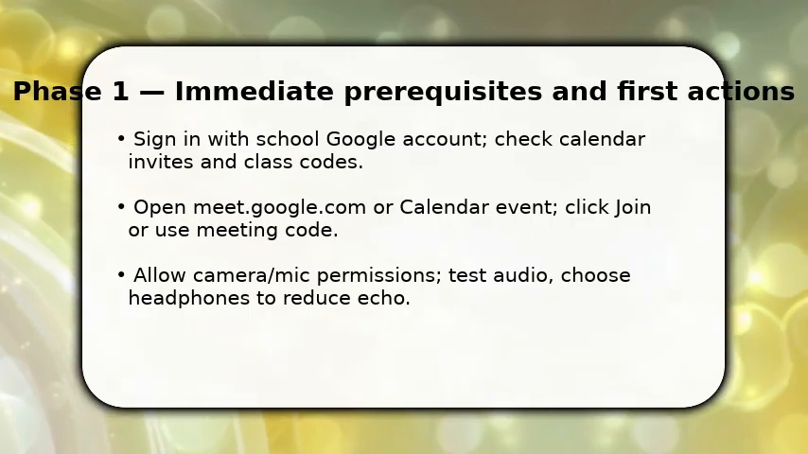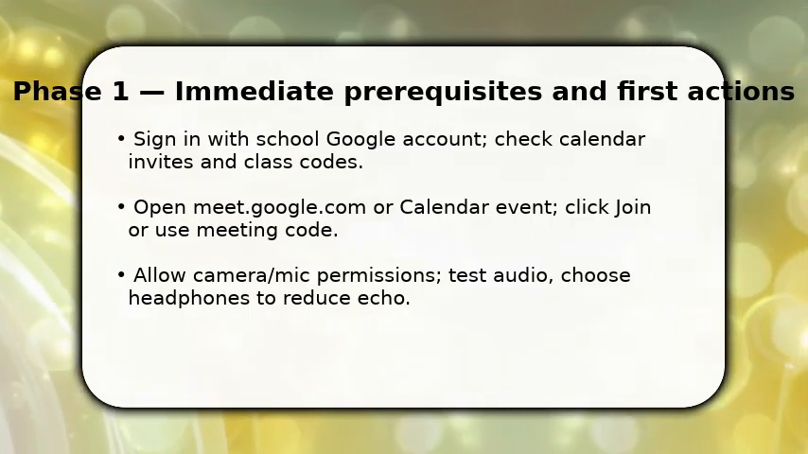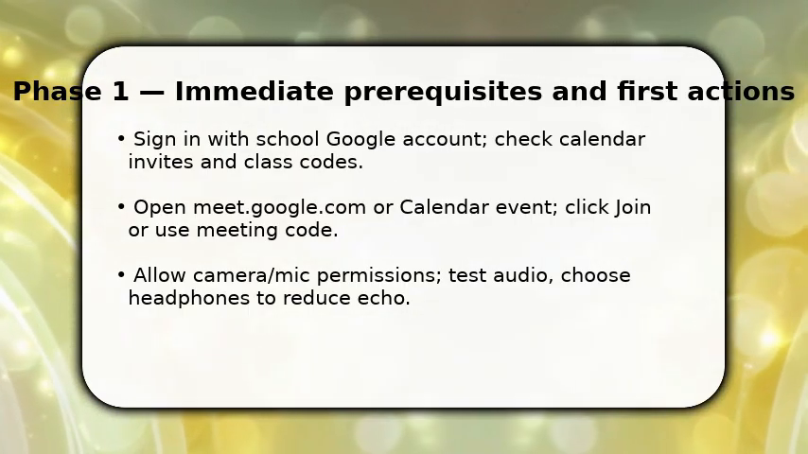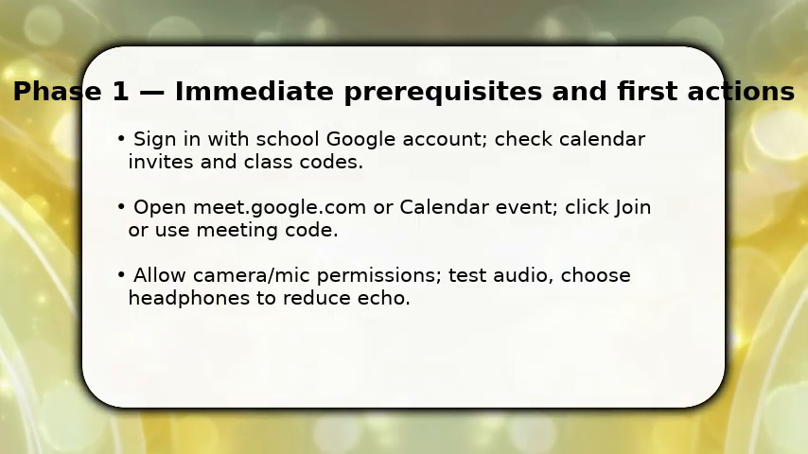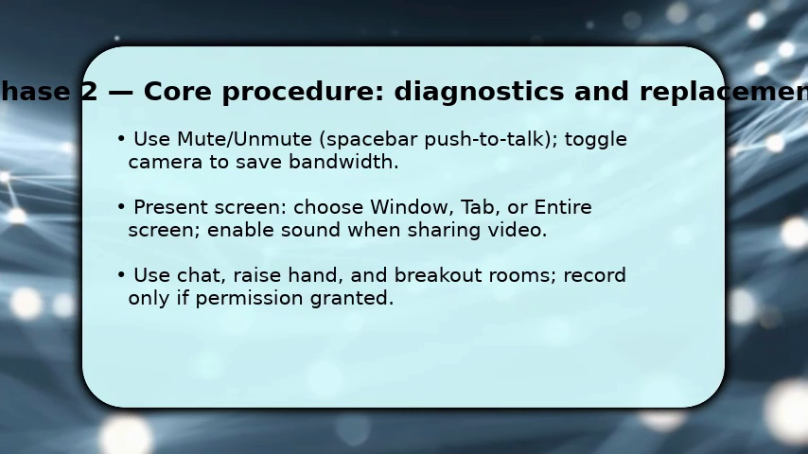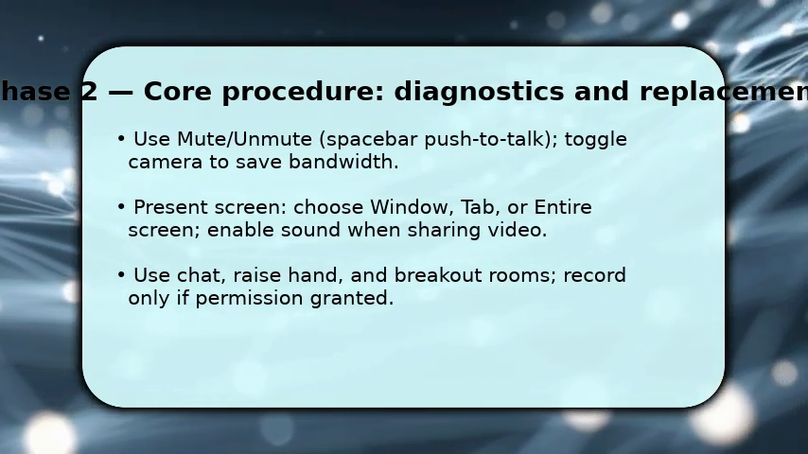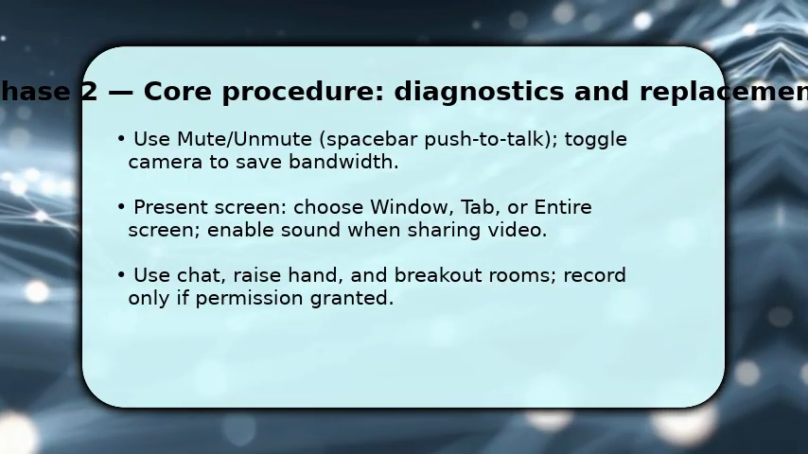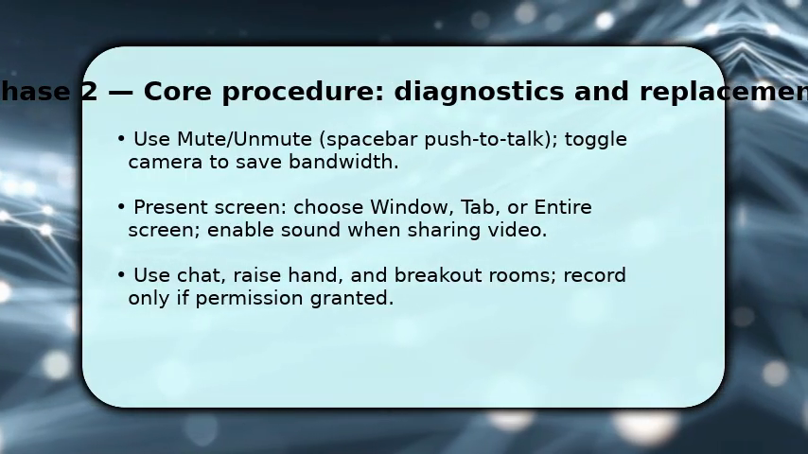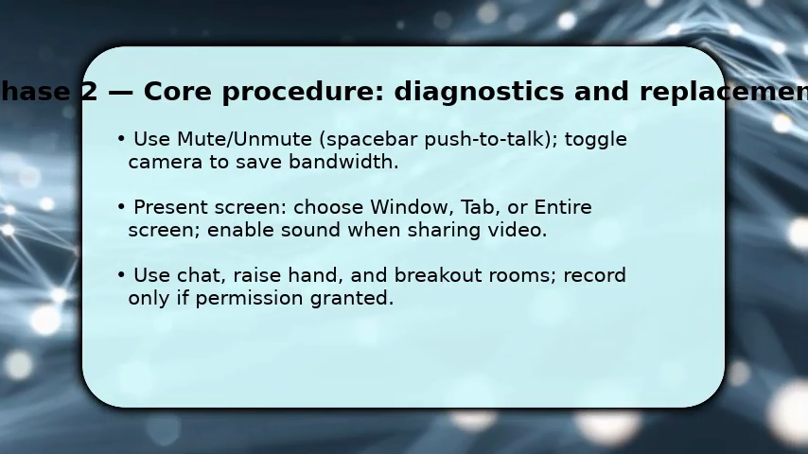Before you enter, make sure to allow camera and microphone permissions and run the quick audio check. If you need, switch to headphones to avoid feedback. Once you're in, manage your presence. Mute when not speaking and use spacebar for quick push-to-talk so you don't interrupt. This keeps audio clean.